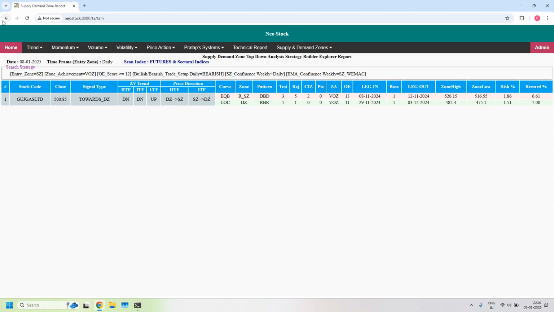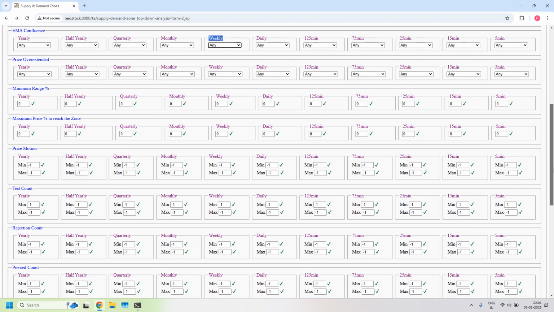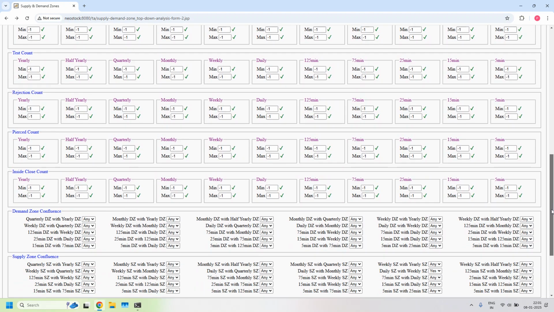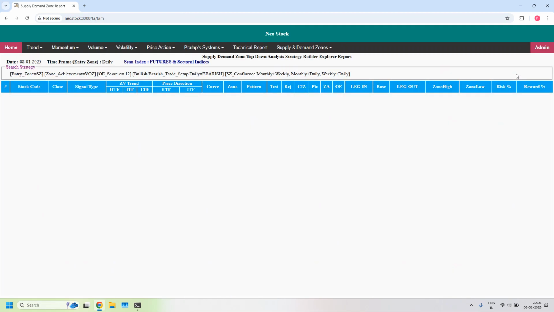Next, we will verify whether those two zones have HTF confluence, removing the EMA filter. In the supply zone confluence, LTF, ITF already we set: daily with weekly, daily with monthly supply zone confluence, weekly with monthly supply zone confluence. With all the 3 filters, we did not get any stock. That means there are no LTF, ITF, HTF supply zone confluence supported stocks. Okay, this is about the bearish trade setup for monthly income trade.